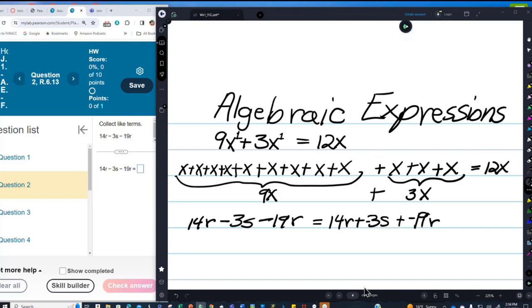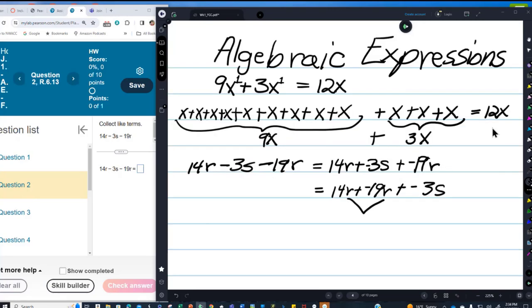Once I've added these, I can move them around, because order doesn't matter when you're adding. It certainly does matter when you're subtracting. So I'm going to have 14r plus negative 19r plus negative 3s. I now have my two like terms together here.